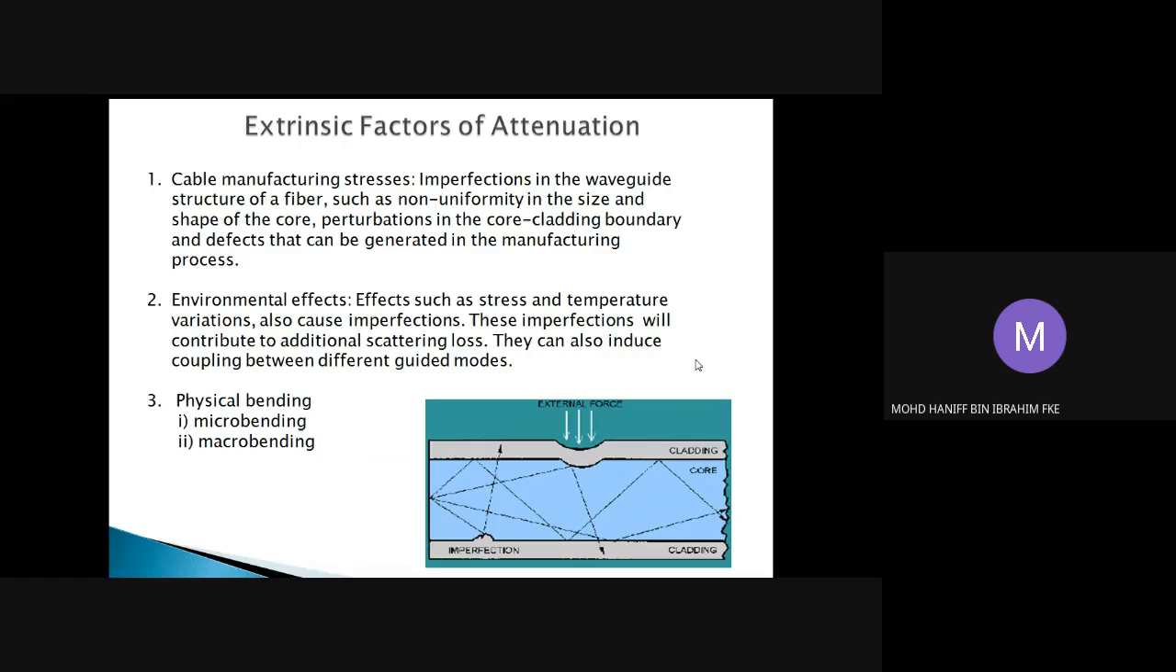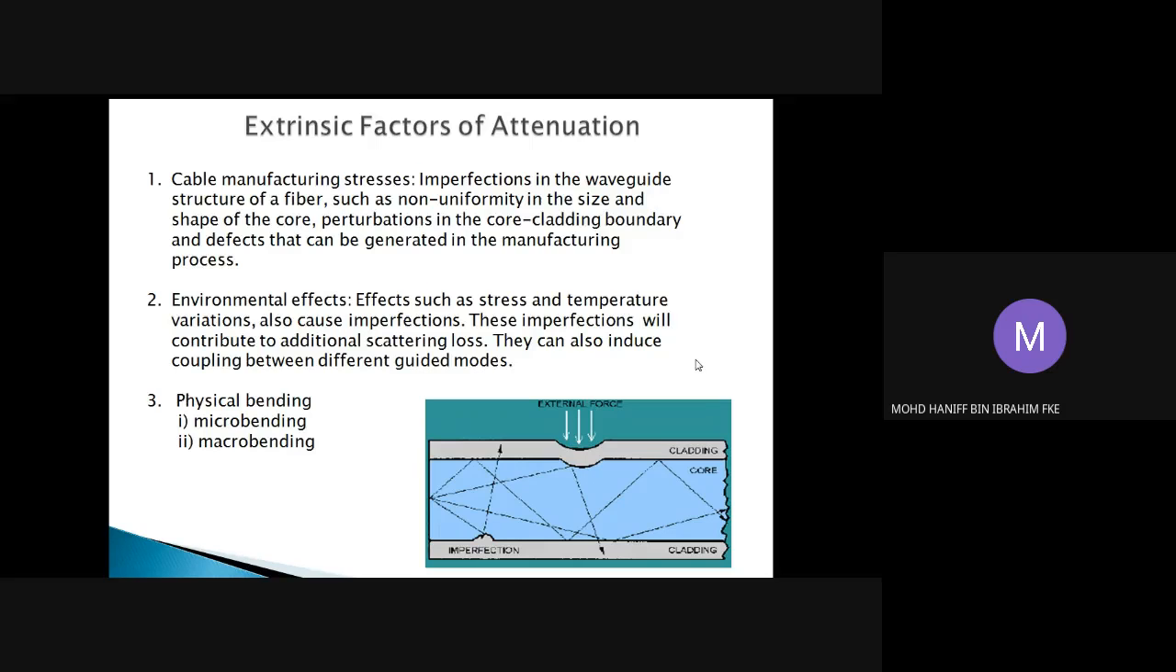Okay, so I think we are done with the intrinsic factors of attenuation so far. Intrinsic factors include absorption. We also have linear scattering and nonlinear scattering. So now we are going to learn about the extrinsic factors of attenuation. We learned yesterday that extrinsic factors are something uncontrollable, due to the manufacturing effect. These are examples of a few extrinsic factors that can be considered in fiber optics that will lead to attenuation of the fiber.